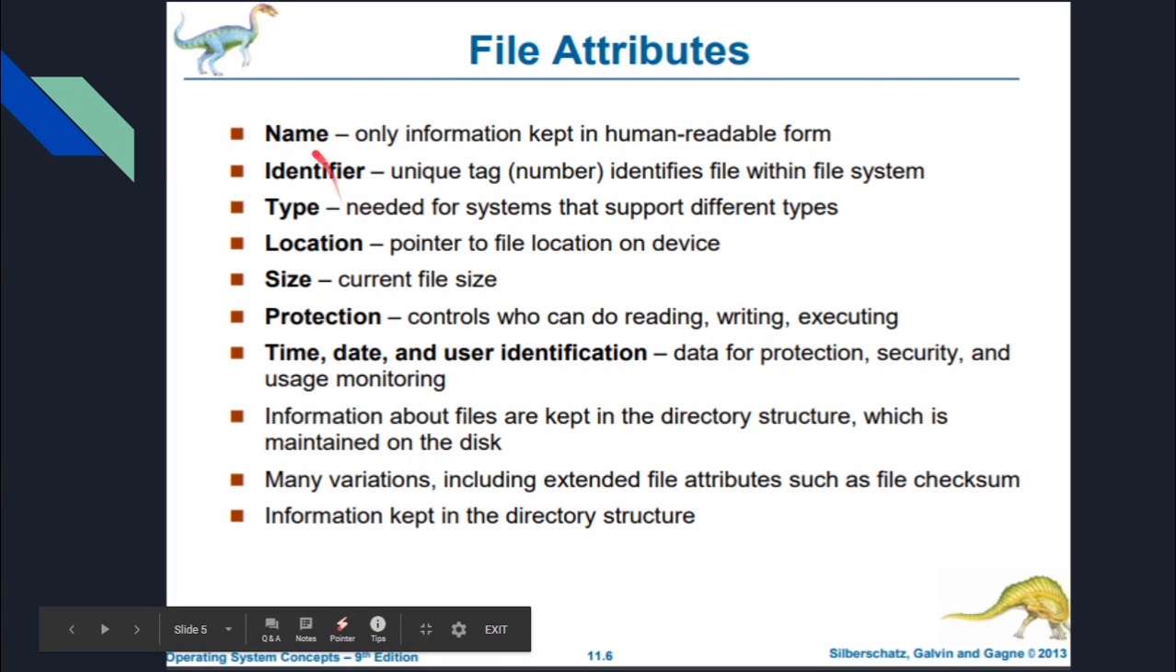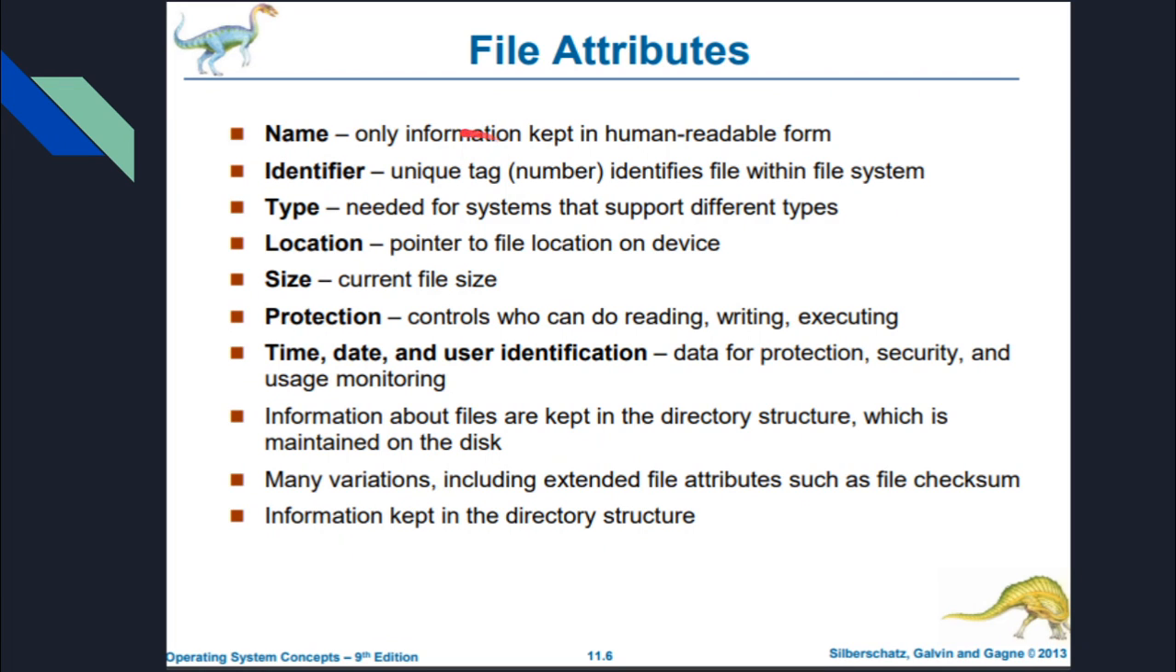A file has a name and an identifier. The name is only for the human readable format, where I can give a name such as my program1.c, my program2.c, and so on. The identifier is a unique tag the system creates for the file within the file system. So when you give the name, the system creates some other name as a unique tag. That is the identifier. And then the type of the file, location, size, protection, and the identification attributes.